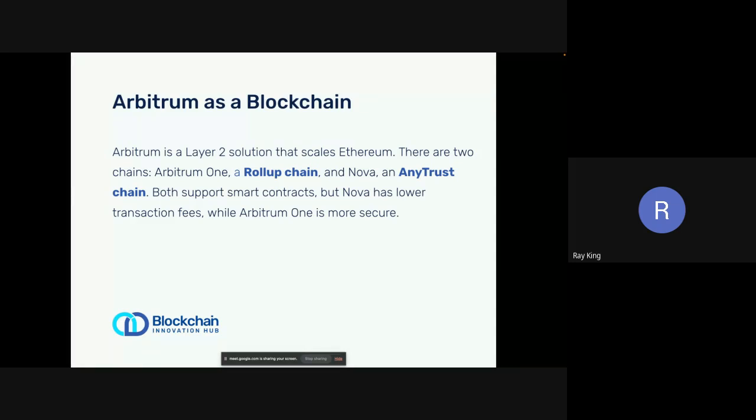Arbitrum 1 makes use of the optimistic roll-up, which is the one where it just assumes the validity of the transactions and proposes it for submission. And then we also have Nova, an AnyTrust chain. Now, I'm sure we are wondering what AnyTrust means. As we proceed, we're going to understand AnyTrust chains. It is among these slides, so we're going to have a better understanding of what an AnyTrust chain does.